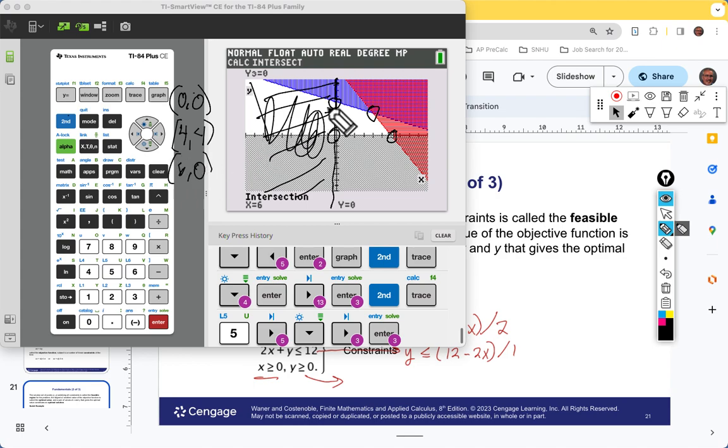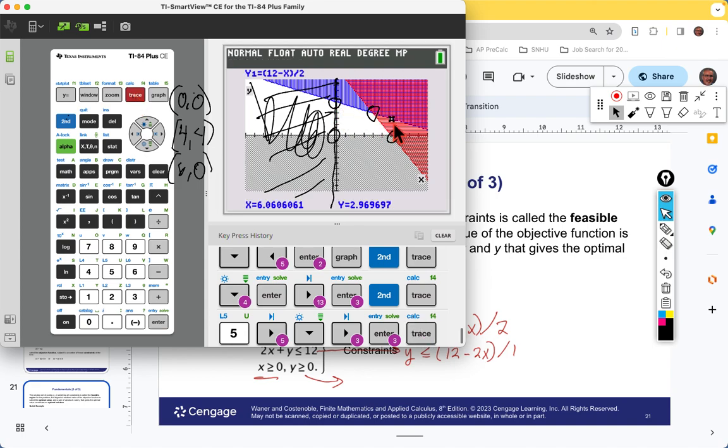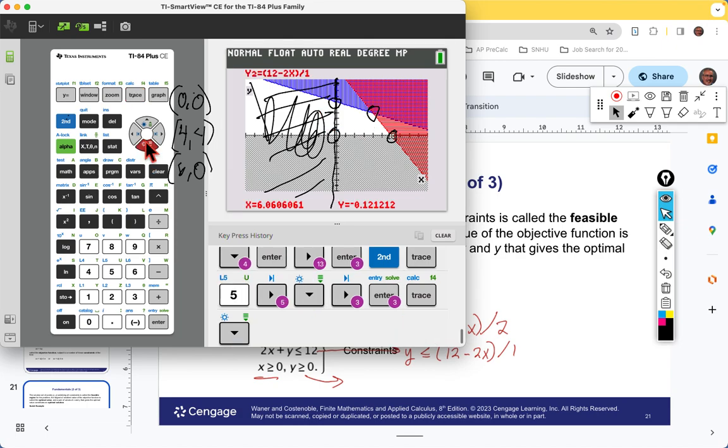Now this one at the top, since I can't graph x equals 0, I really can't do the intersection. So instead, I'm going to turn this thing off and go to trace. I'm on the right line here. If I'm not, remember, up and down, I can change which line I'm on. I'm just going to keep walking this thing over until I get close to that point.